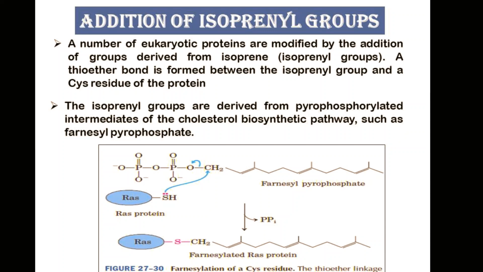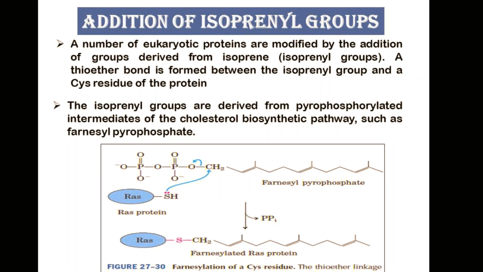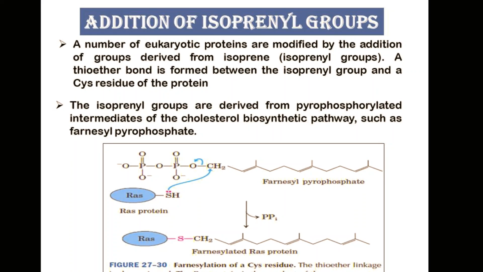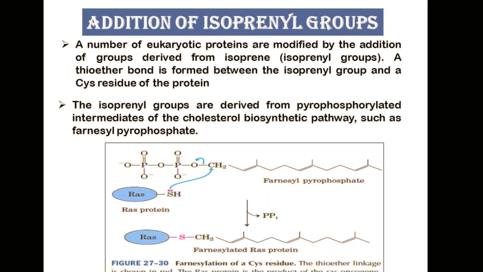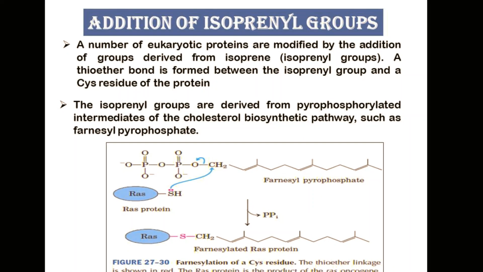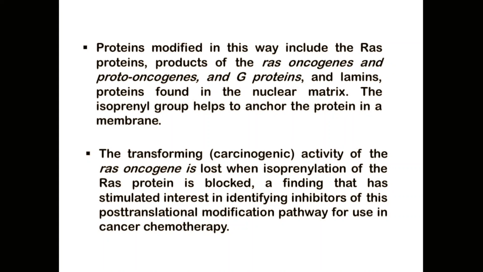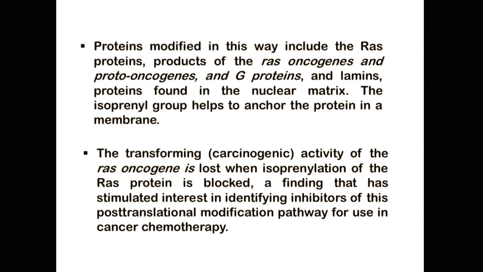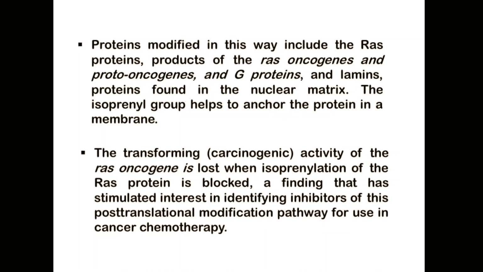A thioether bond is formed between the isoprenyl group and a cysteine residue of the protein. The isoprenyl groups are derived from pyrophosphorylated intermediates of the cholesterol biosynthetic pathway, such as farnesyl pyrophosphate. Proteins modified in this way include the Ras proteins, products of the ras oncogenes and proto-oncogenes, and G proteins, and lamins, proteins found in the nuclear matrix. The isoprenyl group helps to anchor the protein in a membrane.